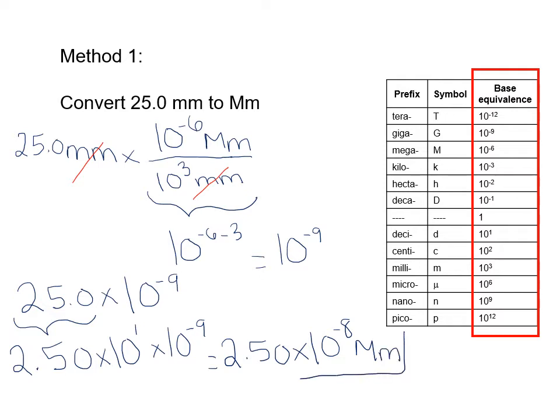Okay, so that's it. So the first method, all you do is just place the units in the correct area, and then from the base equivalence chart, you put the correct number from the base equivalence chart with the correct unit, and then you just solve for it. That's it.